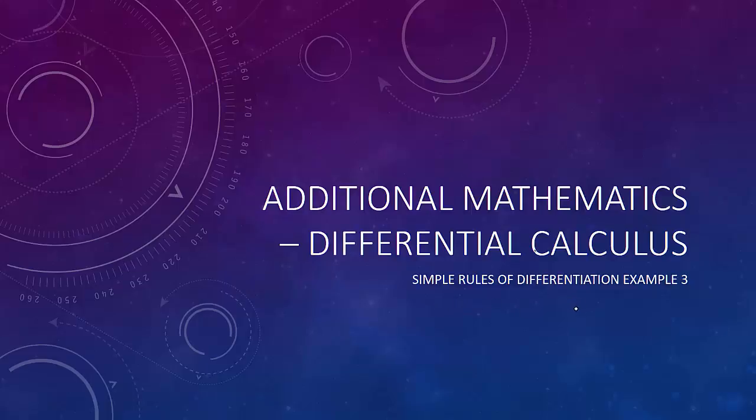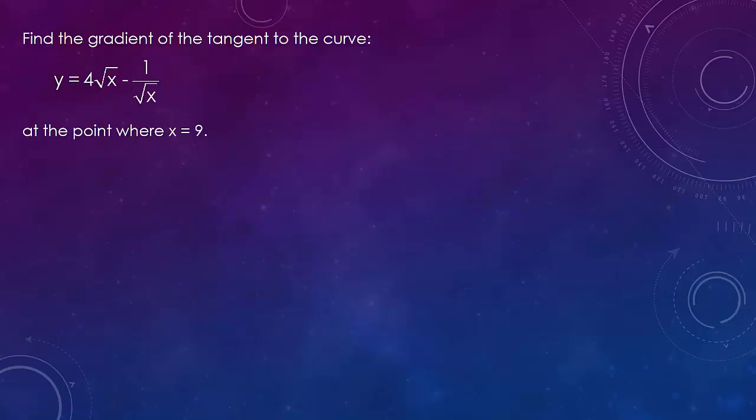Simple rules of differentiation, example 3. Find the gradient of the tangent to the curve, given here, at the point where x equals 9. Now remember, this is all about finding gradients of tangents. It's what it's set up to do. So what we need is the gradient function.